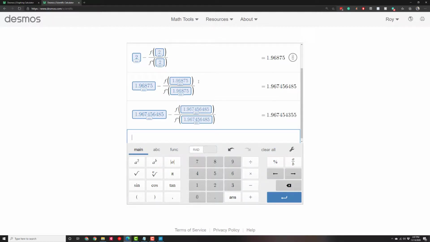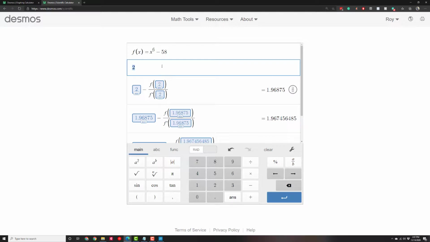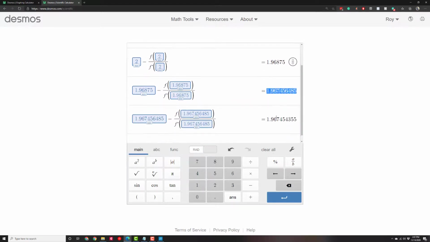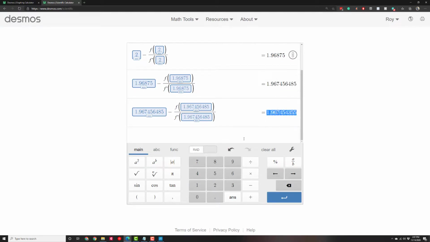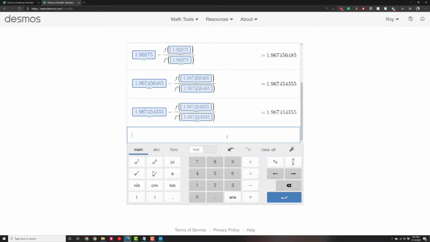Sorry, I'm trying to get my cursor over there. That's technically our first guess. Second, third, fourth. Let's go ahead and hit enter for the fifth. Oh, fourth, locked it in, right? Fourth, x sub 4 is going to give us that value.